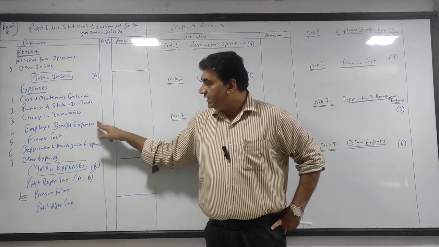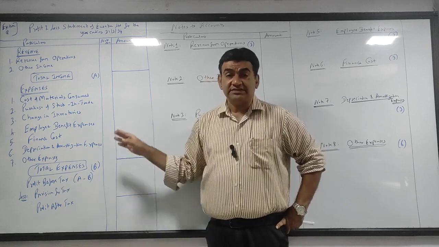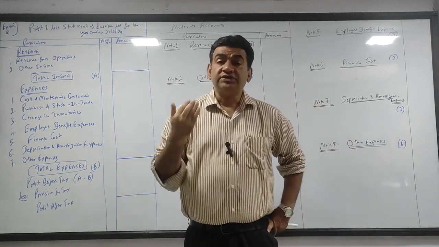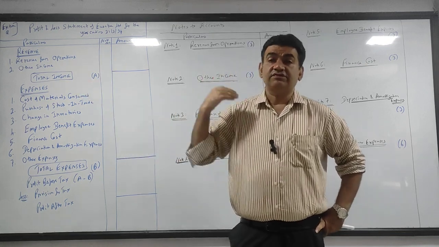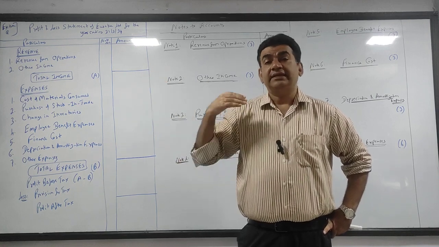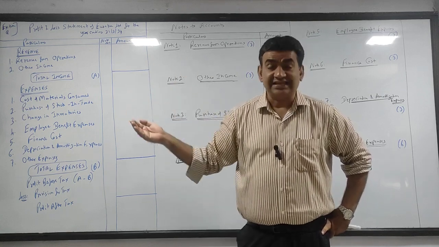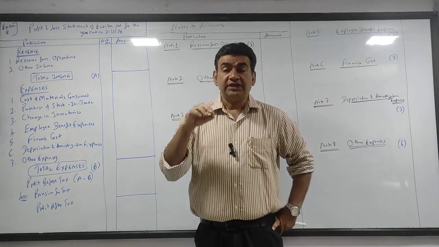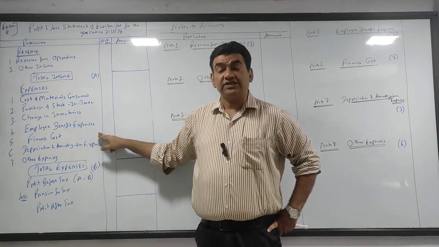Next, employee benefit expenses. Now the word employee benefit expenses: expenses incurred for the benefit of employees. Who is an employee? The person who is working, employed with your company. He gives his services to the company, and against that the company will compensate him with remuneration or salary. So whatever expenses you incur for the benefit of staff, that comes under the heading employee benefit expenses.